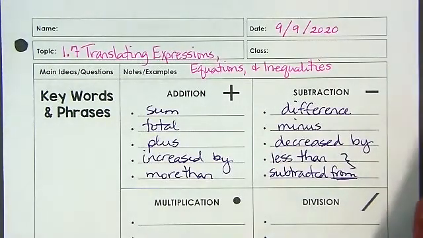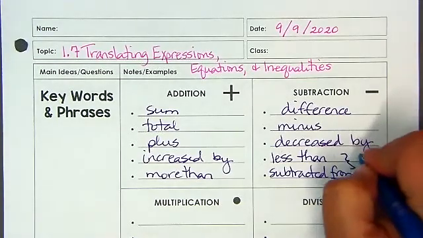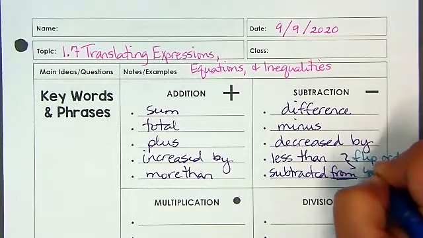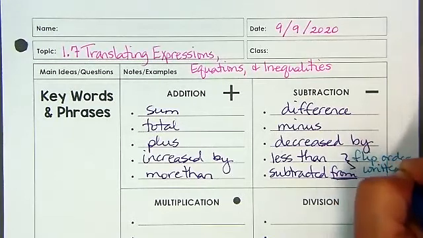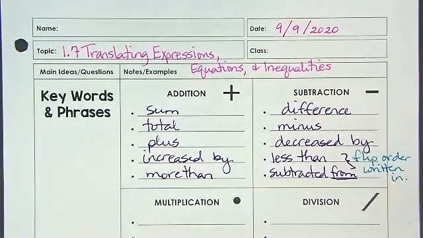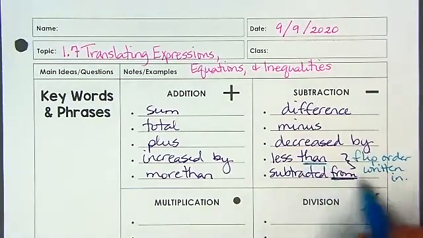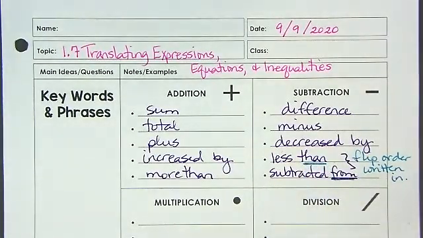Okay, that means that you actually flip the order that it's written in. You flip the order that it's written in. Addition, it doesn't make any difference because you can still get the same answer, but when you have these words for subtraction, if you don't flip the order, you get the wrong answer.